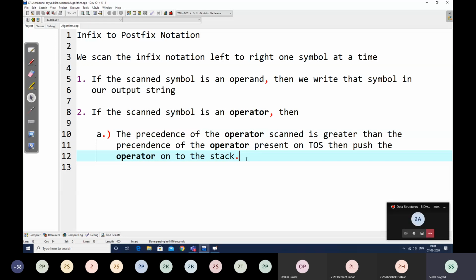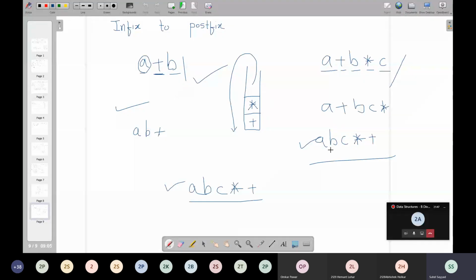Now initially, when you scan your first operator, nothing will be present on top of stack, right? So it is as good as its precedence is more. The example we took in the last lecture was a plus b. First a will go to your output string as it is an operand, then plus will come. As plus is an operator, it will go on stack. You check whether the precedence of plus is greater than the precedence of the operator on top of stack, but as of now there is no operator there, so plus is assumed to have higher precedence and goes on your stack.